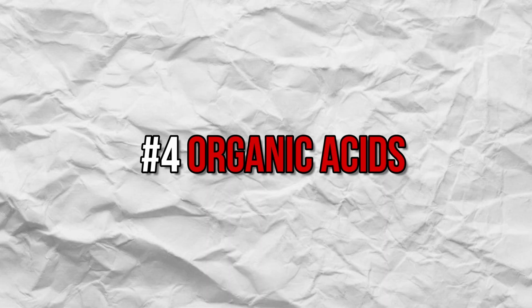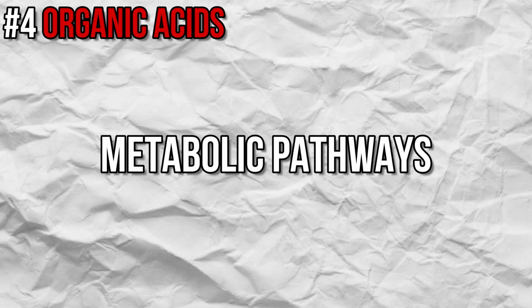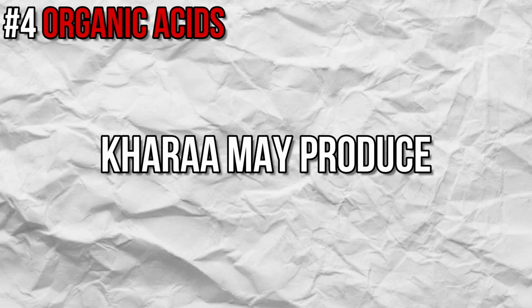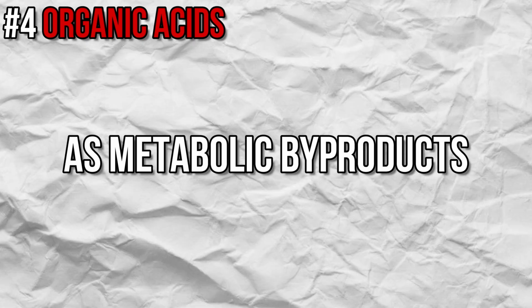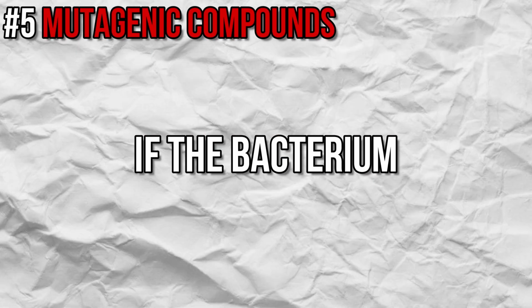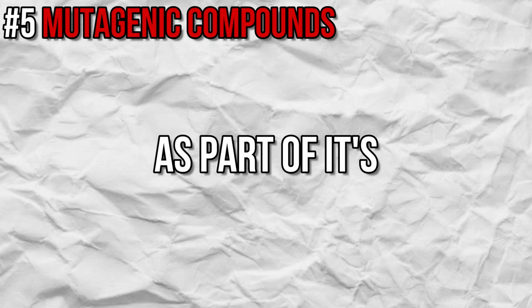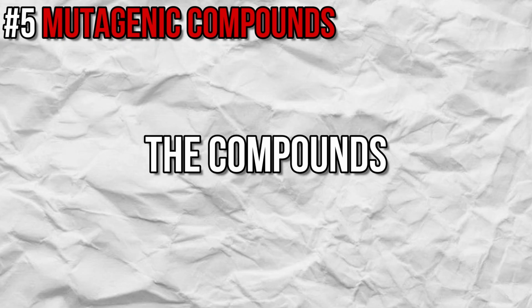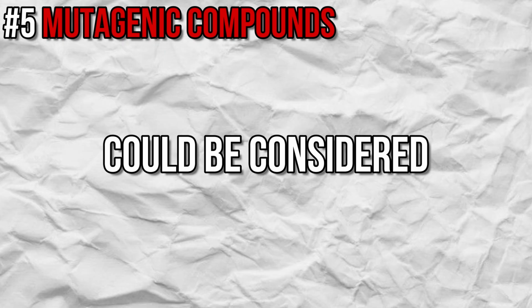Number 4. Organic acids. As a result of metabolic pathways of its reactions with host cells, Kara may produce organic acids as metabolic byproducts. Number 5. Mutagenic compounds. If the bacterium induces mutations in host DNA as part of its pathogenesis, the compounds involved in this process could be considered byproducts.